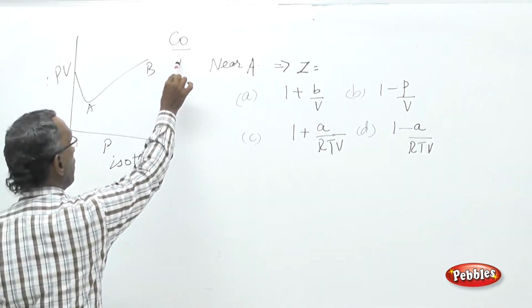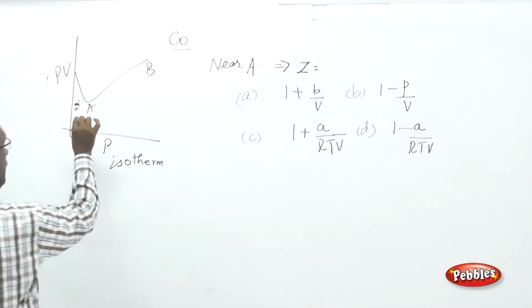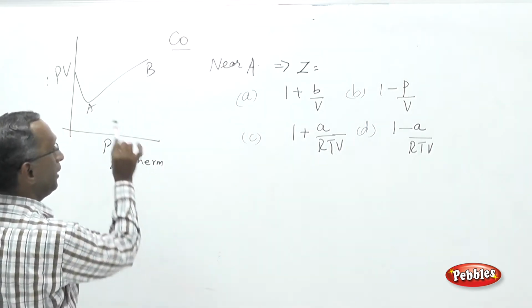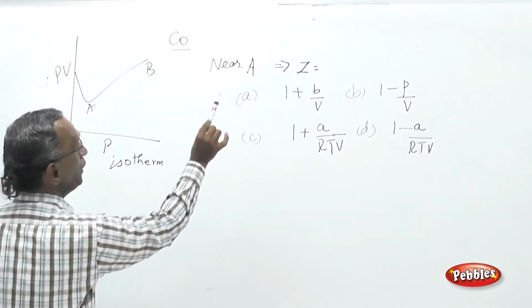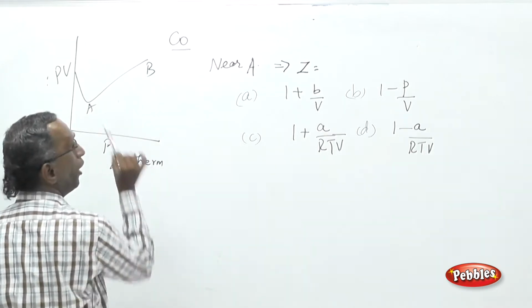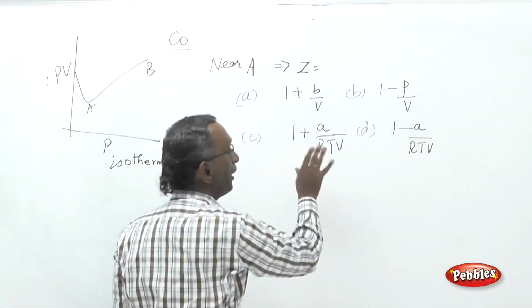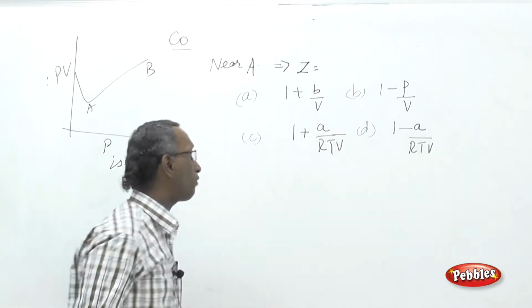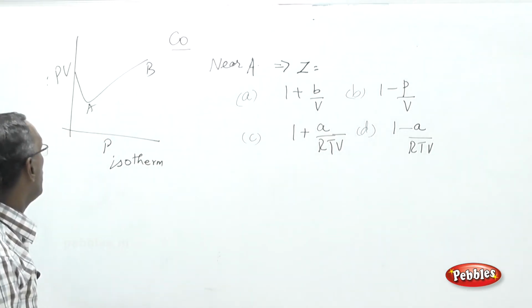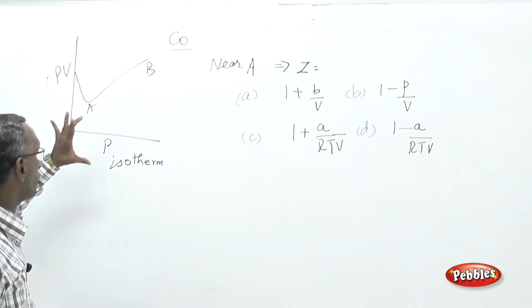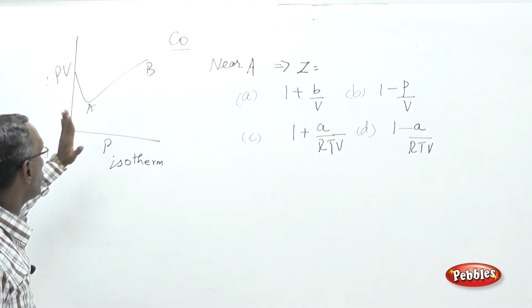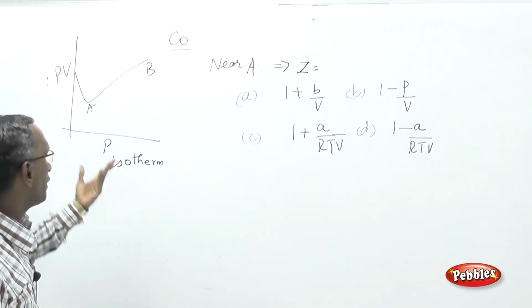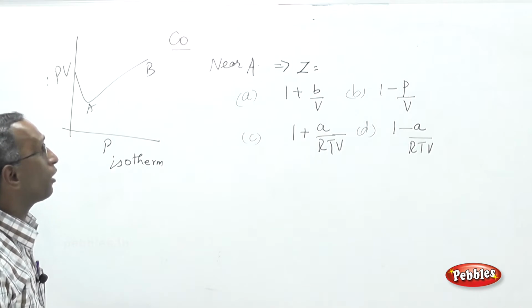So carbon monoxide isotherm is given in the figure. The question asked is: in this figure, near the point A, the compressibility factor is dash. There are 4 choices given. This figure shows the isotherm of carbon monoxide at a particular temperature. Temperature is not repeated, because it is at constant temperature.